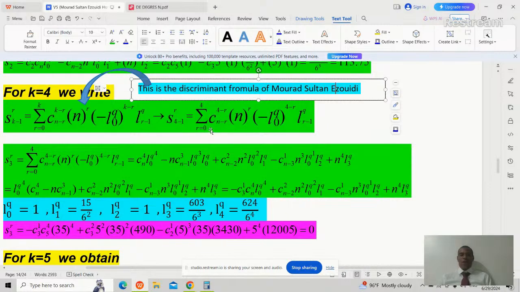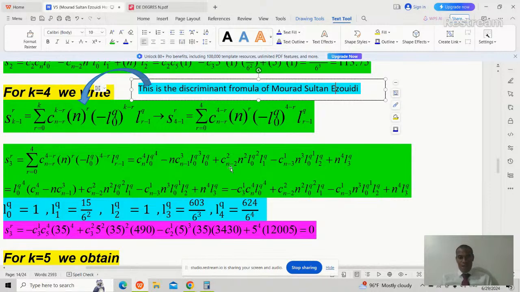When r equals 1, you will get negative combination n minus 1 choose 3, L0 for the q raised to the power 3 times L0 for the q, plus combination n minus 2 choose 2, n squared, L0 for the q raised to the power 2 times L1 for the q, minus combination n minus 3 choose 1, n cubed, L0 for the q raised to the power 1 times L2 for the q, plus, when now r equals 4, you will get 4 minus 4 is 0, combination n minus 4 choose 0 is 1, n raised to the power 4 times L3 for the q.